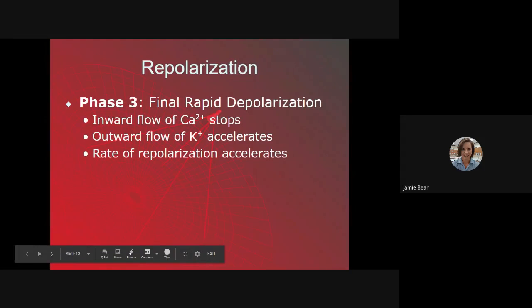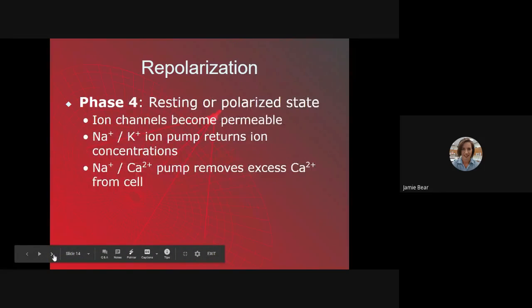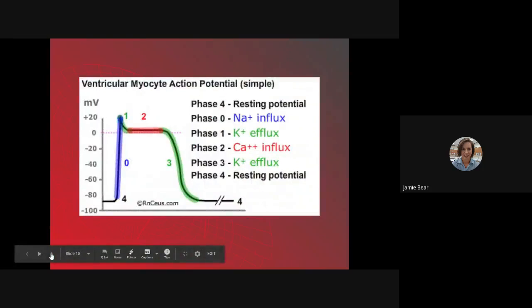And so that way your atria and ventricles will contract in a rhythmic pattern. In phase 3, you have that final rapid depolarization. So the inward flow of calcium stops, the outward flow of potassium accelerates, the rate of repolarization will accelerate, and then you go back to the start. Okay, the resting polarized state where the ion channels become permeable, the sodium-potassium ion pump returns them against their concentration gradient, and then the sodium-calcium pump removes the excess calcium from the cell.